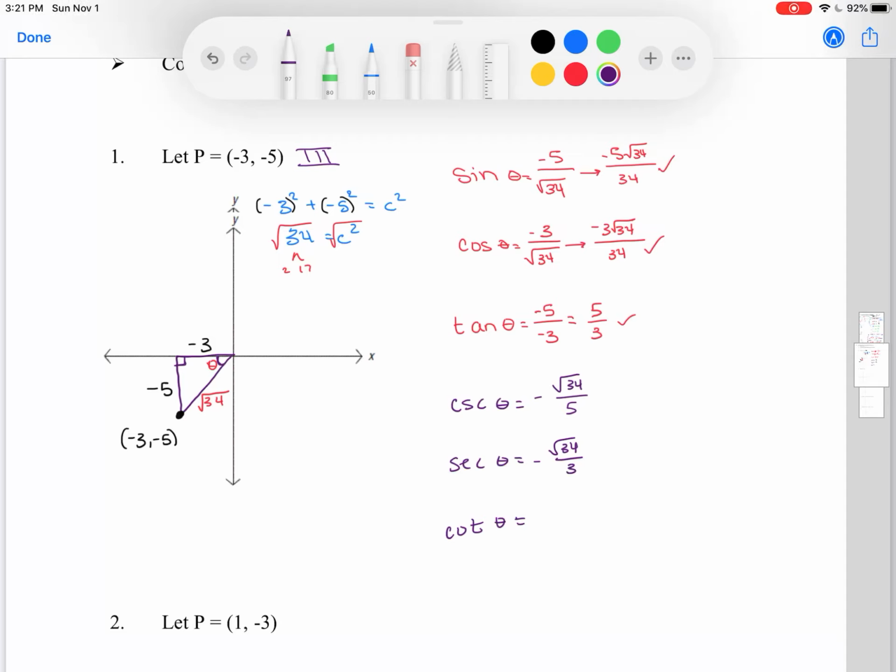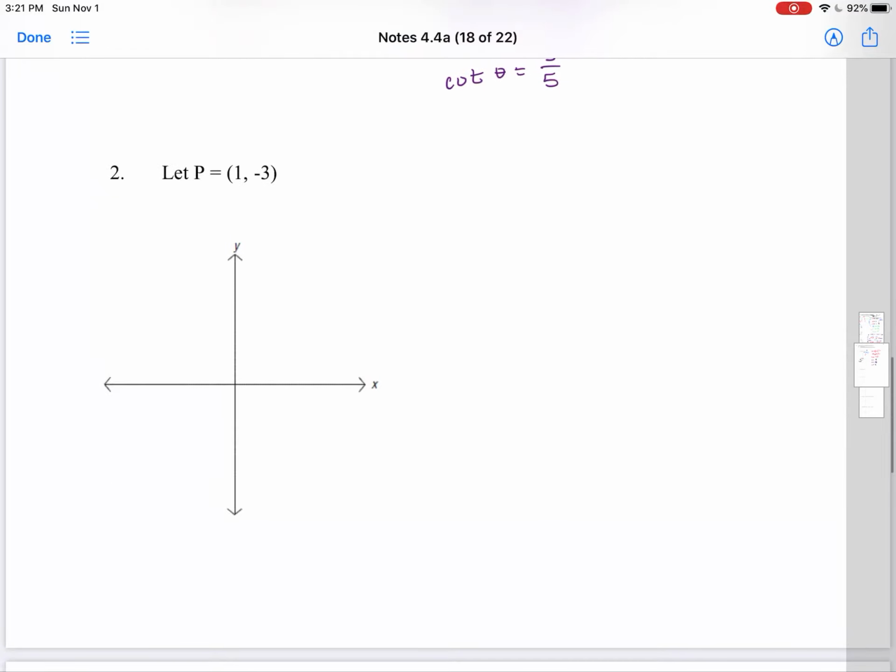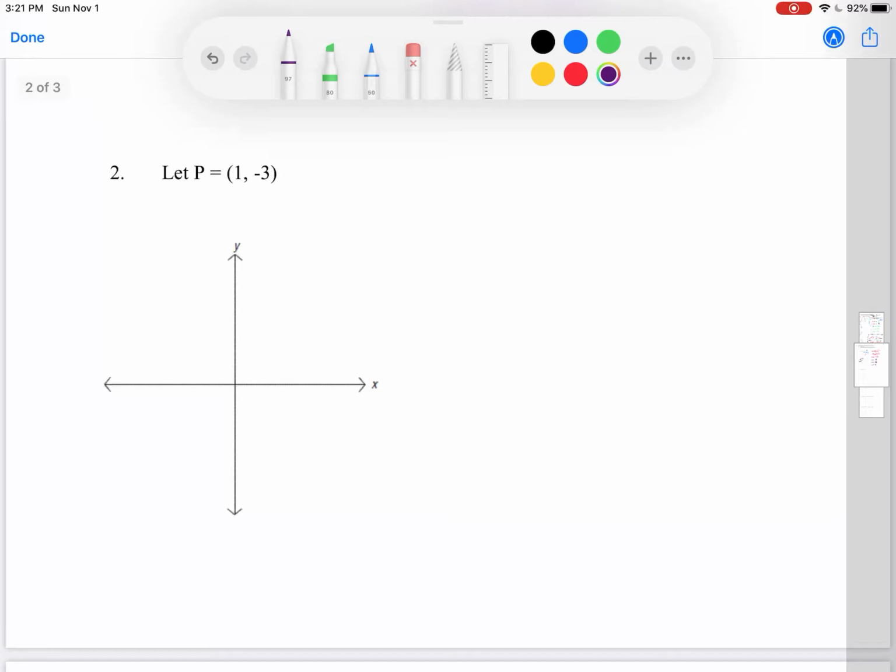So cosecant pairs with sine, so it's going to be a -root 34 over 5. Secant pairs with cosine, -root 34 over 3. If you want to put the negative on one of the tops or the bottoms, that's fine. I just put it out in front. That's just a me preference. And cotangent theta is going to be a positive 3 over 5.